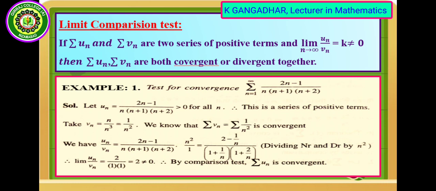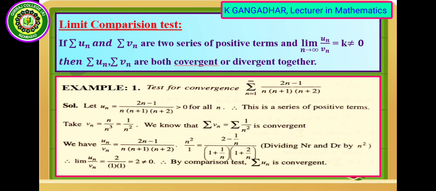So now an example. Test for convergence of the series sigma 2n minus 1 by n into n plus 1 into n plus 2. We verify whether the series is convergent or divergent. So first we define un. So un is 2n minus 1 by n into n plus 1 into n plus 2.